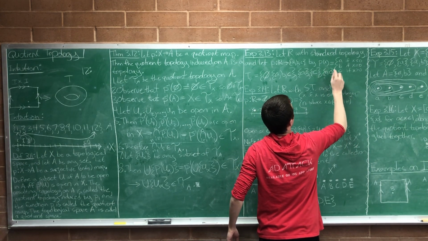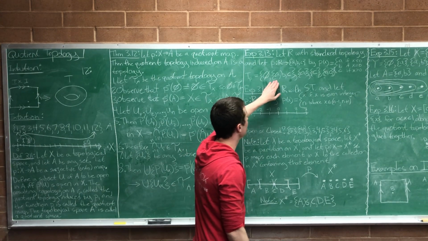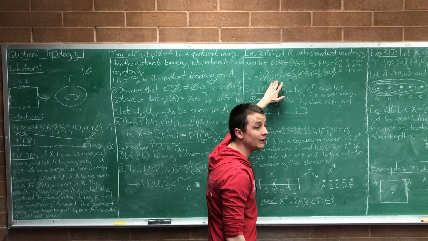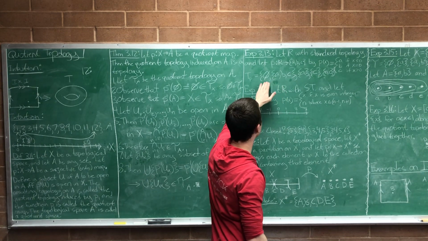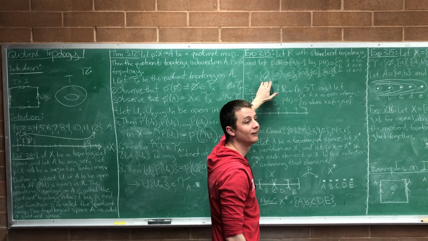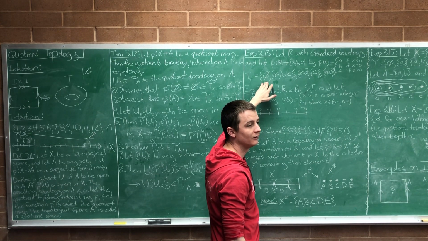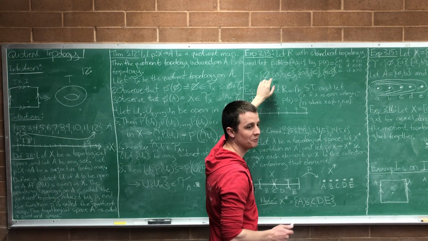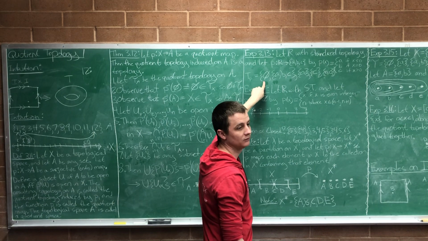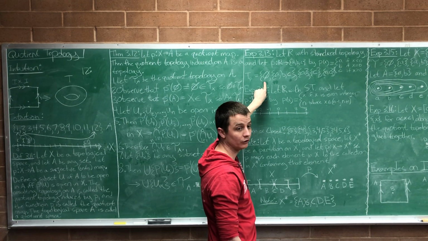Okay, so remember, a set is open here if and only if its pre-image is open in R. What's the pre-image of the empty set? Let's go through it one at a time now. What's the pre-image of the empty set? The empty set. Is the empty set open in R? Yes. So this is now open in our new topology.